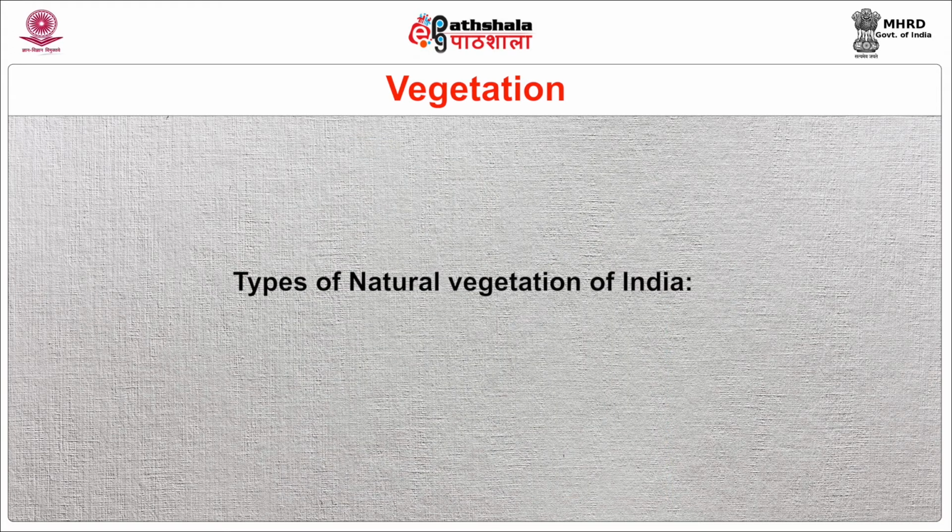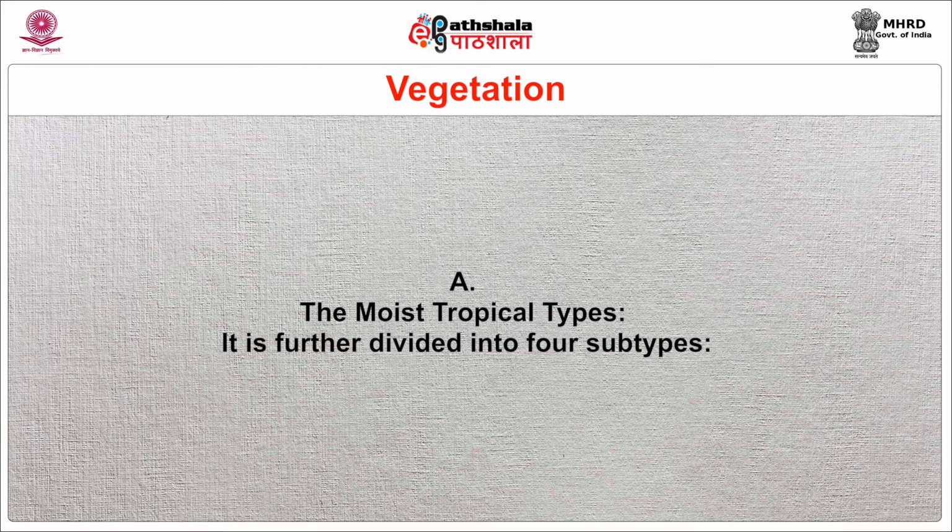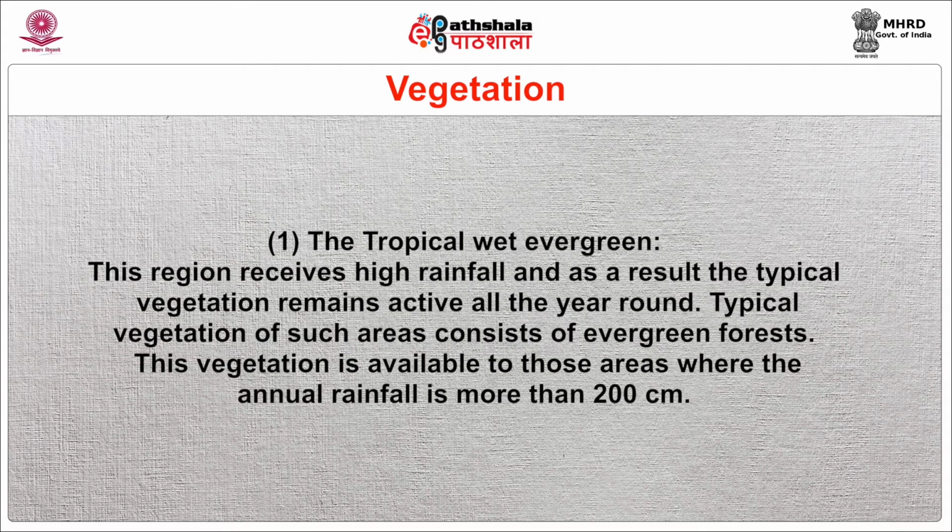Now let us discuss the various types of natural vegetation of India. The first one is the moist tropical type. It is further divided into four subtypes. Out of that, the first is tropical wet evergreen. This region receives high rainfall and as a result, the vegetation remains active all the year round. Typical vegetation of such areas consists of evergreen forests.